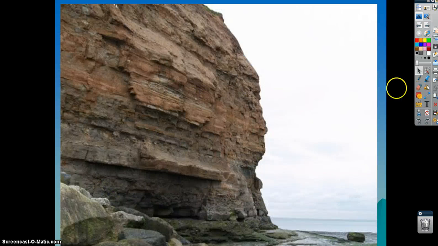And then finally, here's one that's just more horizontal for you to look at, so you can clearly see the different layers of strata there as well.